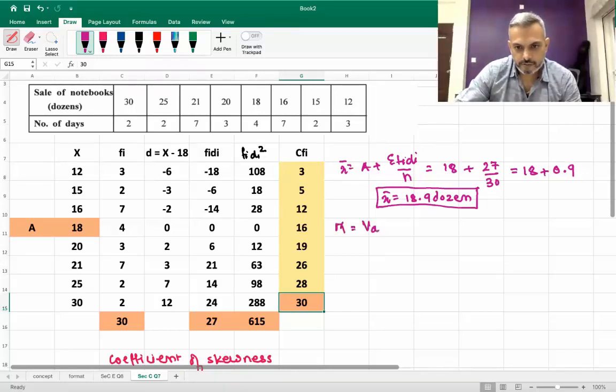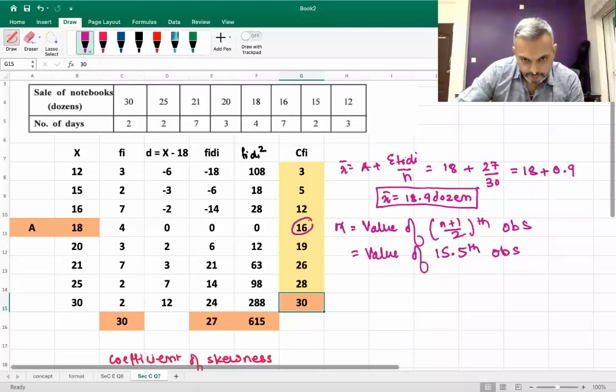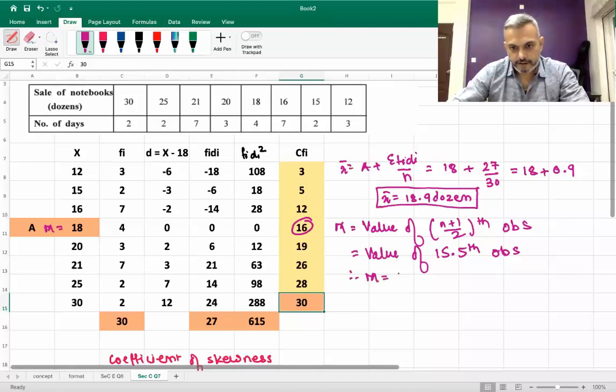Median is equal to the value of the n plus 1 upon 2th observation, which is equal to the value of the 15.5th observation. So the 15.5th observation will come in 16. So median is also equal to 18. So median is equal to 18 dozen.